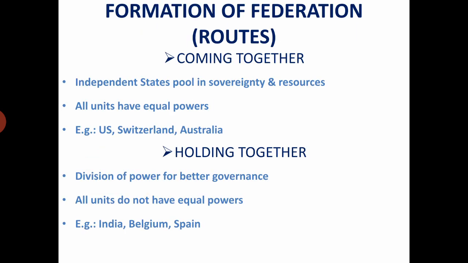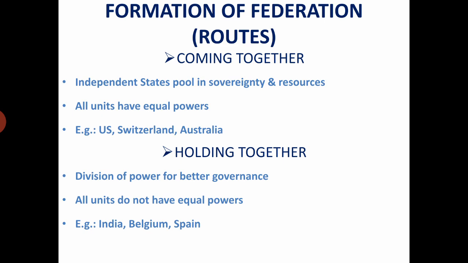The division of powers varies from federation to federation. For example, India and US are both federations, but division of power is different. In India, center enjoys more powers, whereas in US, states have more power. The balance or division of power depends on the way a federation is formed. A federation can be formed by any one of two paths, and those two paths or routes are coming together and holding together. In coming together federations, the independent states come together to form a bigger state.